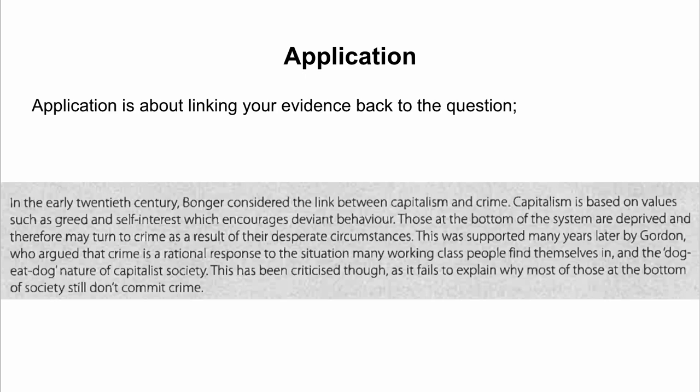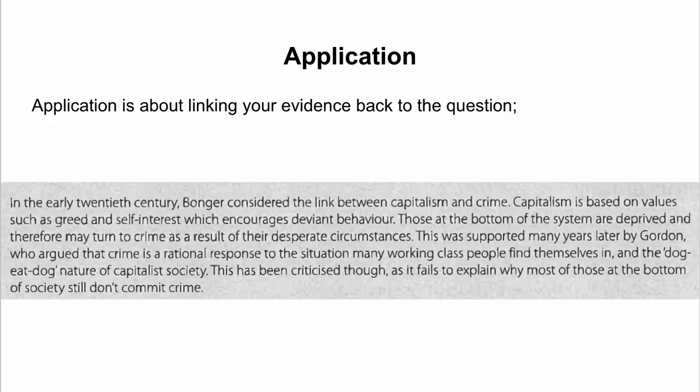It says, in the early 20th century, Bonger considered the link between capitalism and crime. Capitalism is based on values such as greed and self-interest, which encourages deviant behaviour. Those at the bottom of the system are deprived and therefore may turn to crime as a result of their desperate circumstances. This was supported many years later by Gordon, who argued that crime is a rational response to the situation many working class people find themselves in, and the dog-eat-dog nature of capitalist society. This has been criticised, though, as it fails to explain why most of those at the bottom of society still don't commit crime.